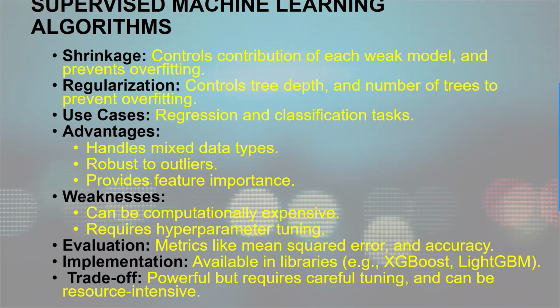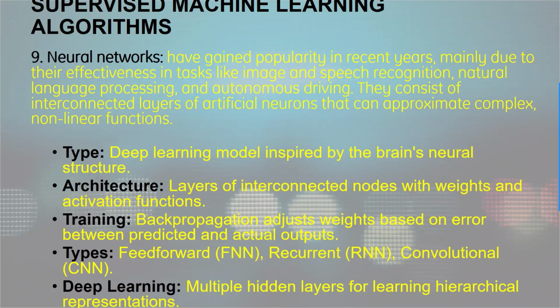Some of the use cases here are regression and classification tasks. Some of the advantages are that it handles mixed data types, is robust to outliers, and provides feature importance. Some of the weaknesses are that it can be computationally expensive and requires hyperparameter tuning. Evaluation includes metrics like mean squared error and accuracy. We have implementation available in libraries such as XGBoost and LightGBM. Then the trade-off is that it is powerful but requires careful tuning and can be resource intensive.